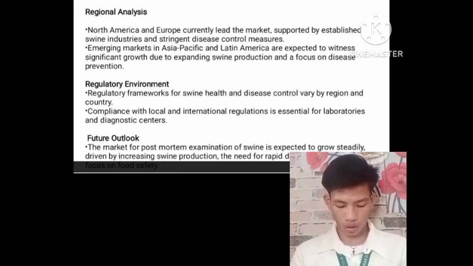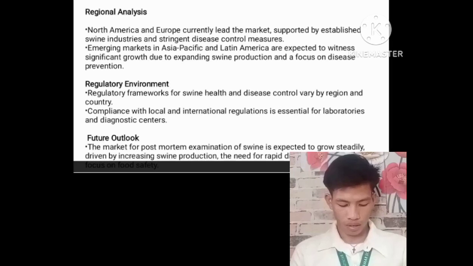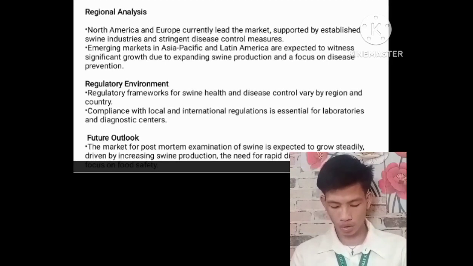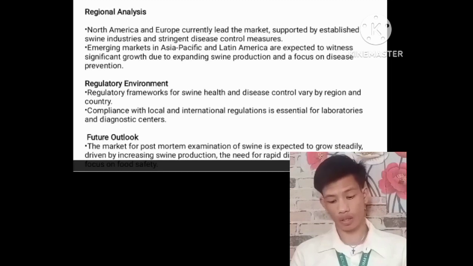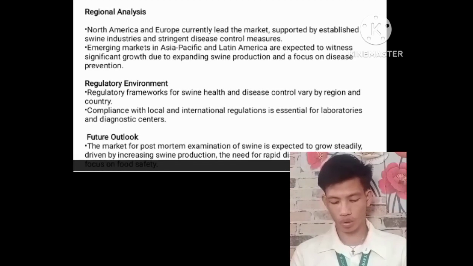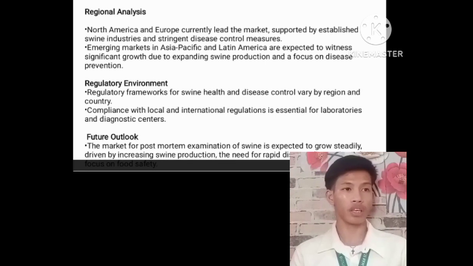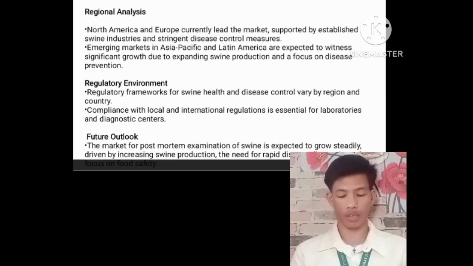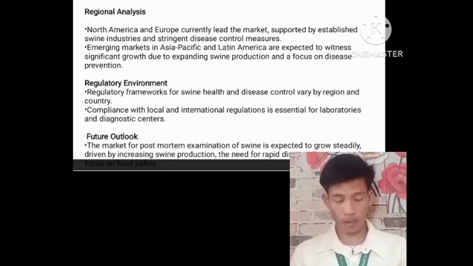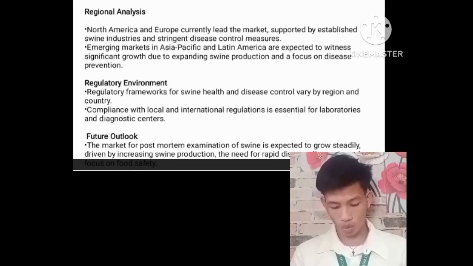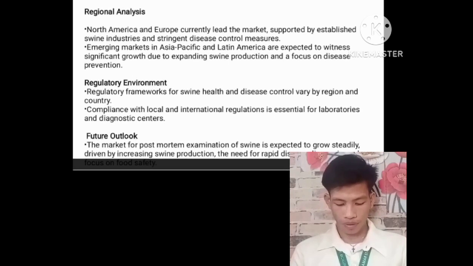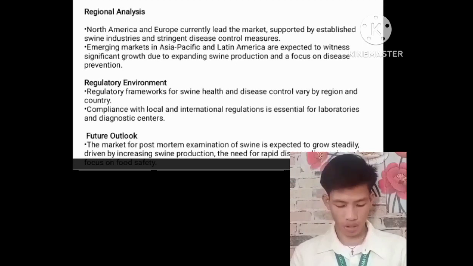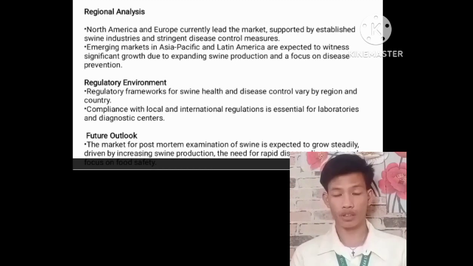So the regulatory environment. Frameworks for swine health and disease control vary by region and country. They have different swine health and disease control in every region and every other country. Compliance with local means to follow the local and international regulations for essential laboratories and diagnostic centers.